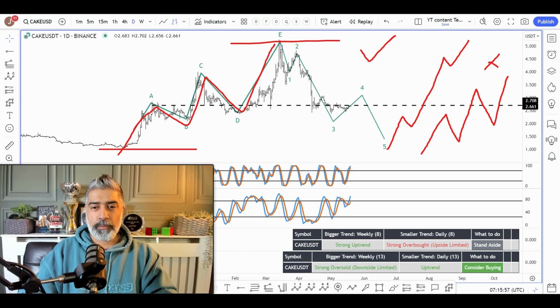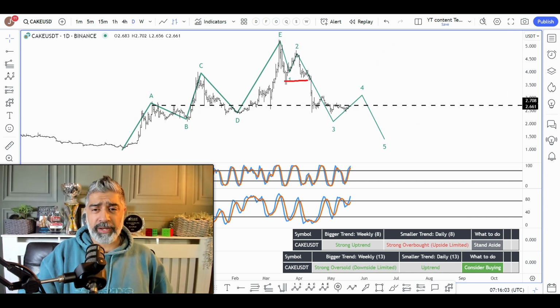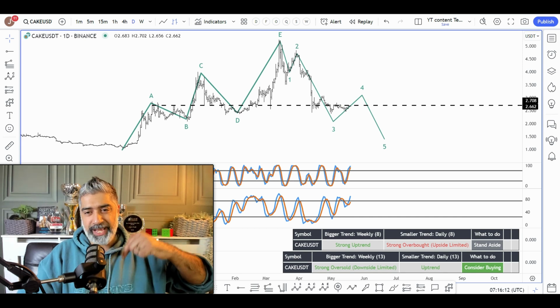So with that said, we should anticipate some further downward movement. And in other words, any upward movement is probably only going to be a correction. And then we should see some type of follow through to the downside. So anticipate further moves to the downside with Cake.